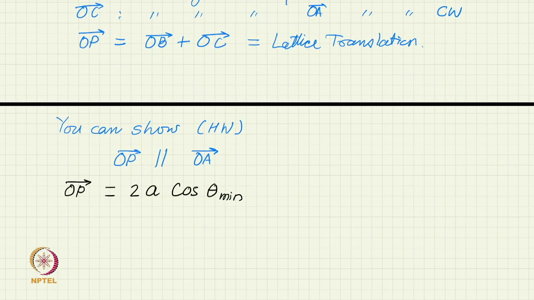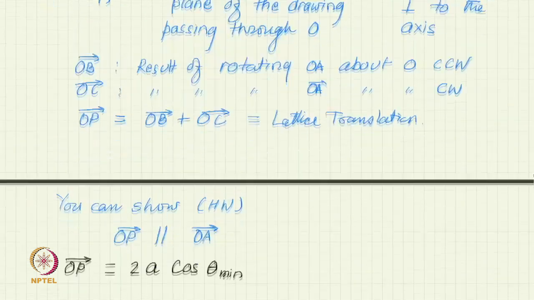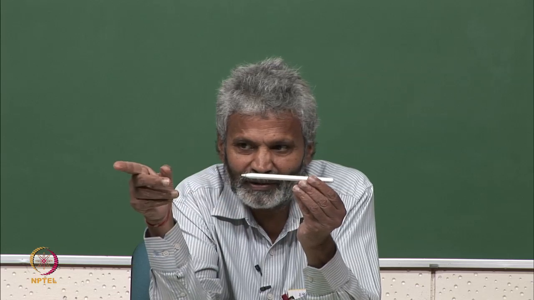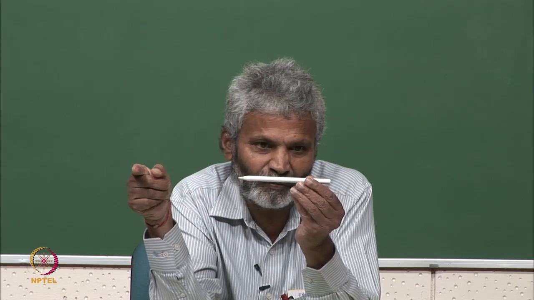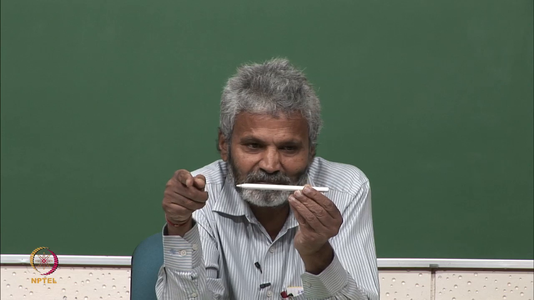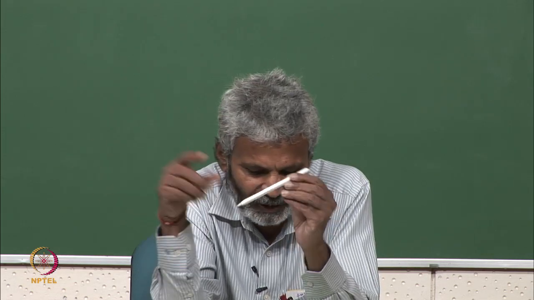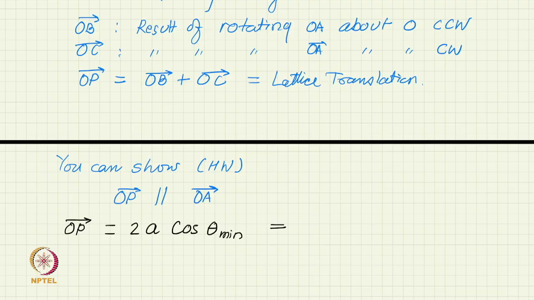But if A was the shortest lattice translation, what should OP be? N times the shortest, because you can only add lattice translations. So, if you have the shortest lattice translation A, the next larger lattice translation will be 2A. You can't have 1.5A. So, 1A, 2A, 3A, that's how you will go. So, OP also has to be equal to n times A, where n is an integer.